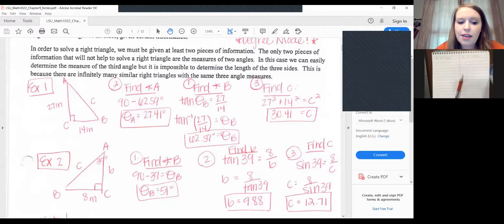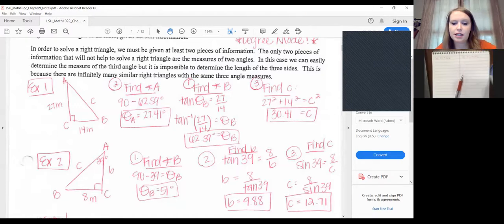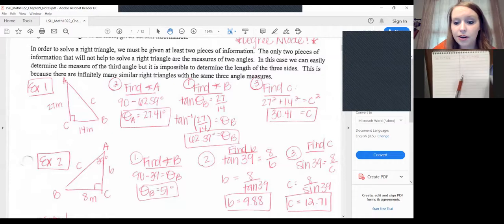Like example 2, they gave you 1 angle and only 1 side length. So first, you find your other angle by doing 90 minus 39, you get 51. Then you can use tangent, or you could use sine if you wanted to find C first. I just found the order of these two doesn't matter. So tangent of 39 would be 8 over B. If you did your algebra, the B and the tangent switch spots. So in your calculator, you would put in 8 divided by tangent of 39. That's not the inverse, that's regular tangent. It'll give you the side length of B.